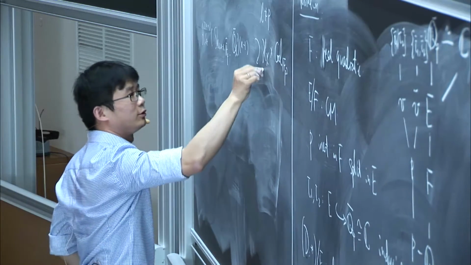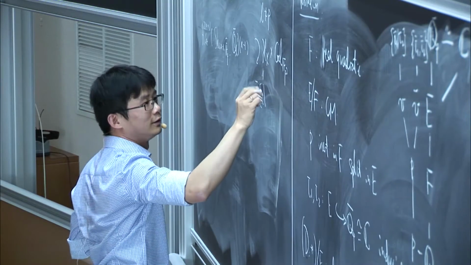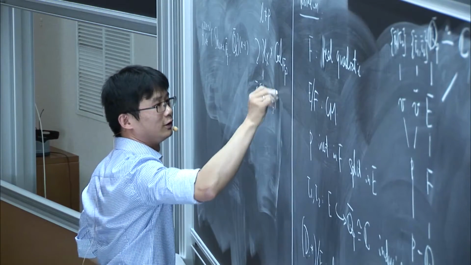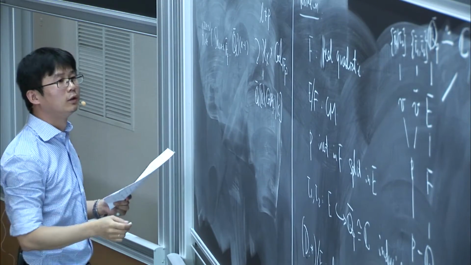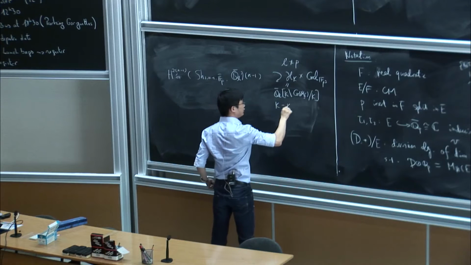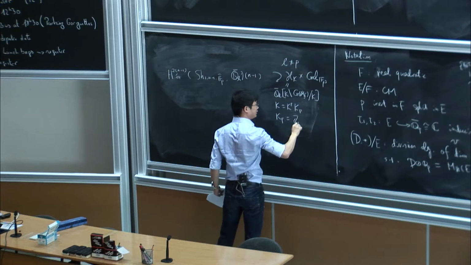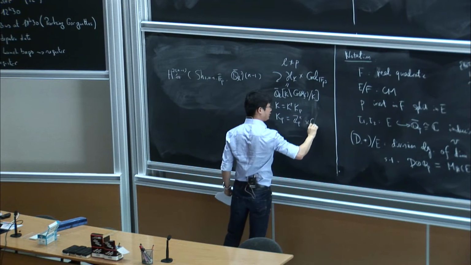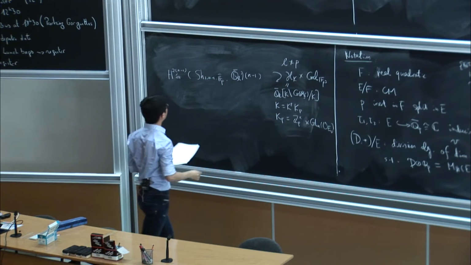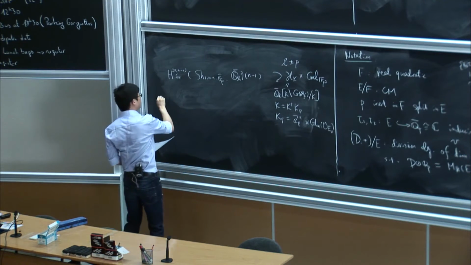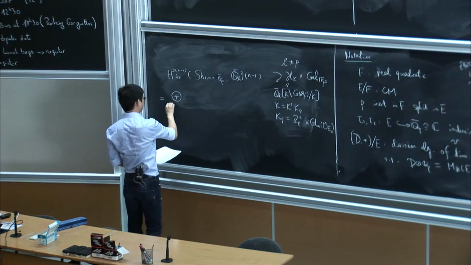So this Hecke algebra is by definition something like the double coset of G(A_f) over K, with K equal to K^p times K_p. And the K_p is just Z_{p^2} times GL_n(O_E,v). Okay. And according to the action of the Hecke algebra, we have somehow a canonical decomposition.